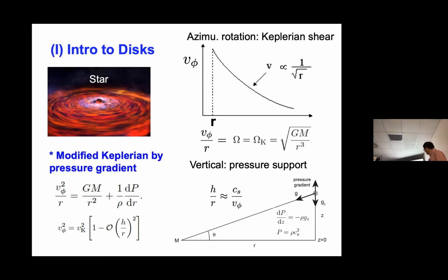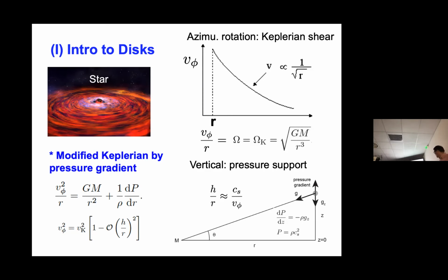Then because the gas has a little bit of pressure, it puffs up the disk. Otherwise, if the pressure is 0, the disk will be razor thin. But because the gas has some finite temperature, it puffs up the scale height a little bit. So you can convince yourself that the vertical component of the gravity would crush the disk to a very small height.